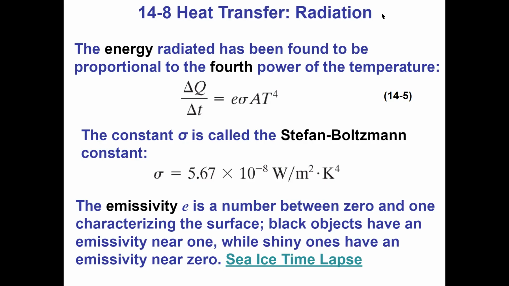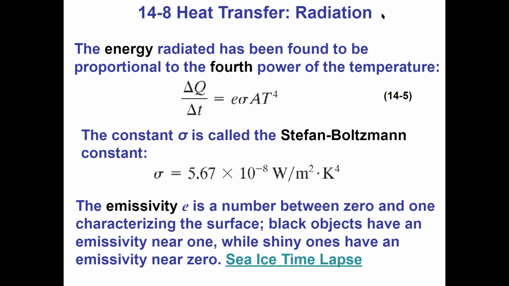Now, when objects glow, like a glowing wood stove, which is probably a little too hot, we can see that the rate at which the energy is radiated off is proportional to the temperature raised to the fourth power. And we have a couple of key constants here. First of all, there's e, which is emissivity. It's a number between 0 and 1, which tells us about that material and how well it absorbs or gives off radiation.